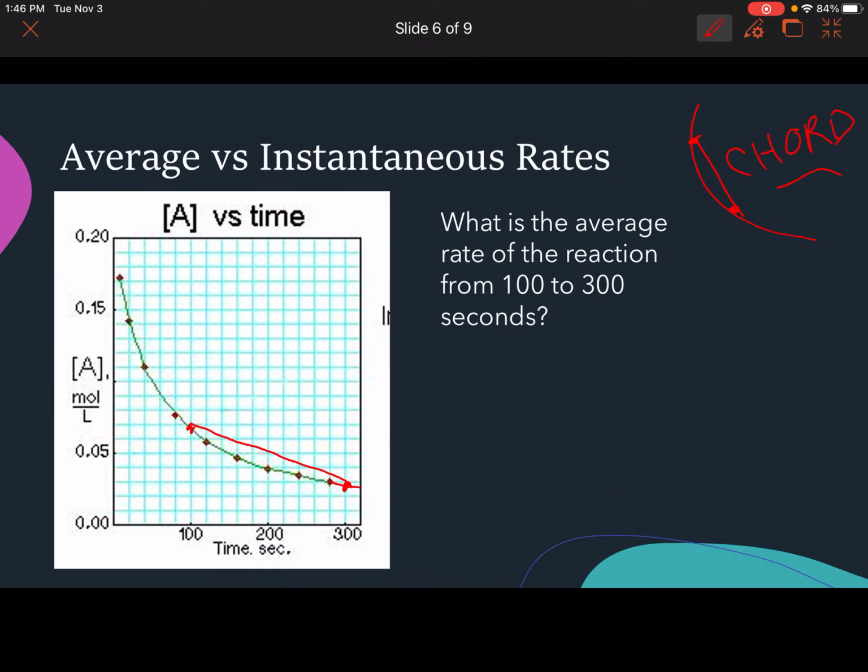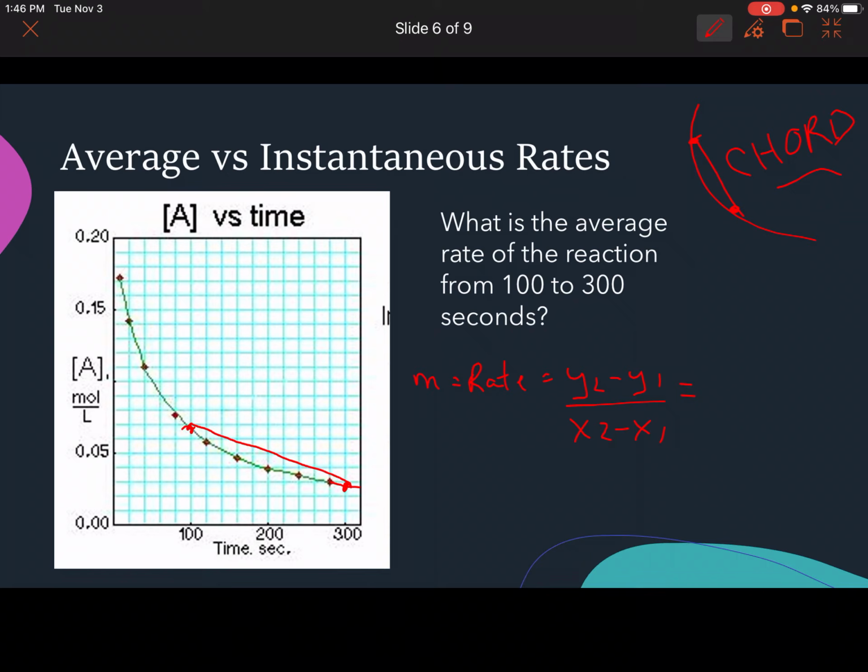Okay, so that is your chord here. Now you've got a straight line, and now you can find the slope of that, because that's what I'm looking for when I'm asked to find the rate. I use the slope to find it. So slope equals rate, which is going to be equal to rise over run. So I'm going to go y2 minus y1 over x2 minus x1.